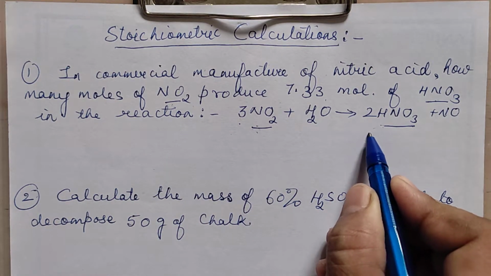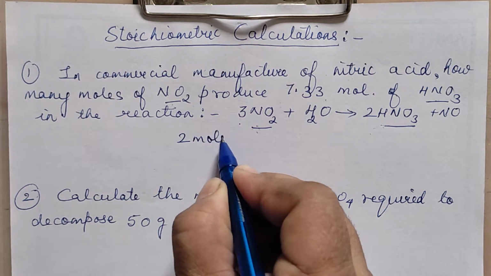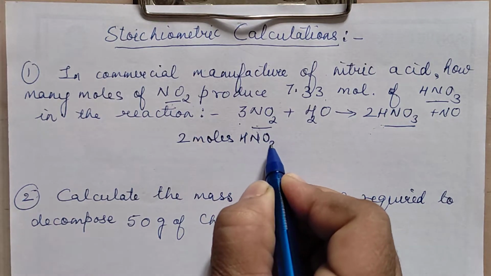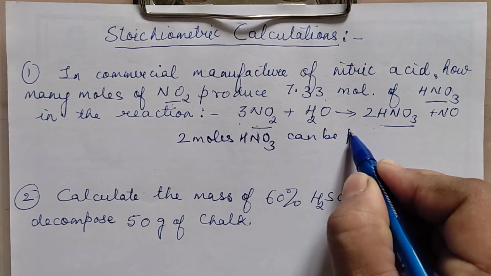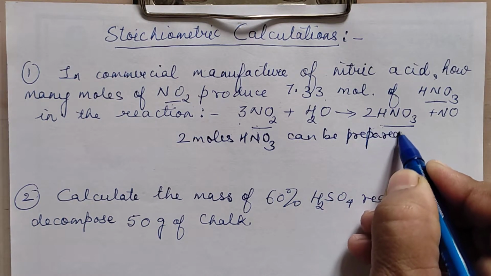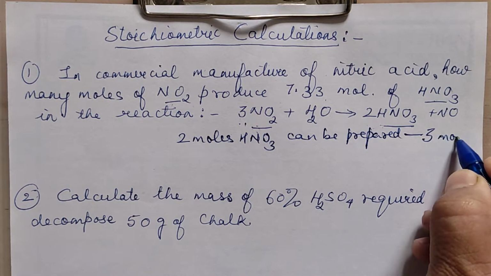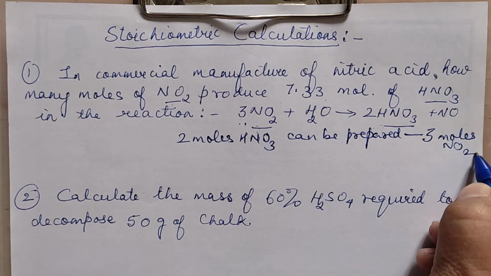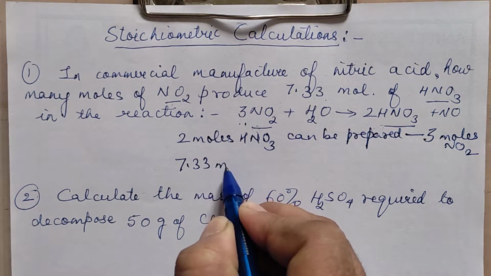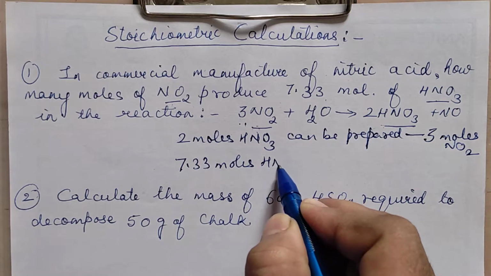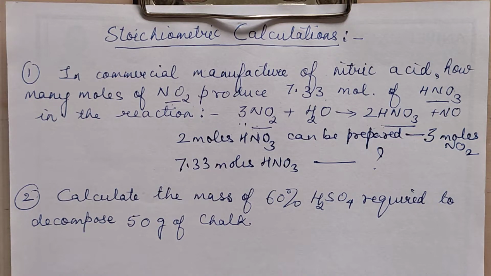So what is given as per the stoichiometric calculation? We know that if you want to prepare 2 moles of HNO3, 2 moles of HNO3 can be prepared by how much of NO2? 3 moles. It can be prepared by 3 moles of NO2. Right. So the question says, if you want to prepare 7.33 moles of HNO3, then how many moles of NO2 should be taken?